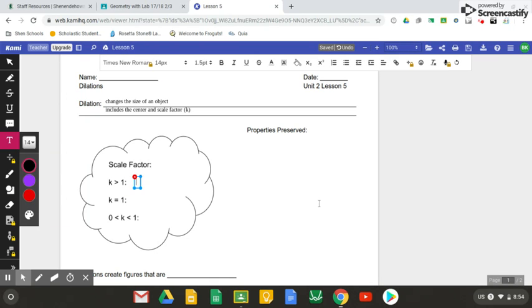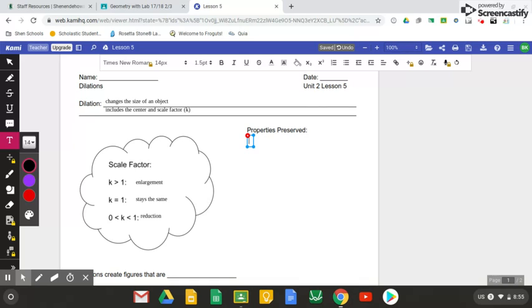If your K is going to be larger than 1, that means it's an enlargement and it gets bigger. If it's equal to 1, that means it stays the same. And if it is between 0 and 1, a fraction, it's a reduction.